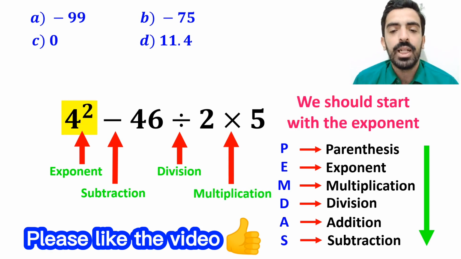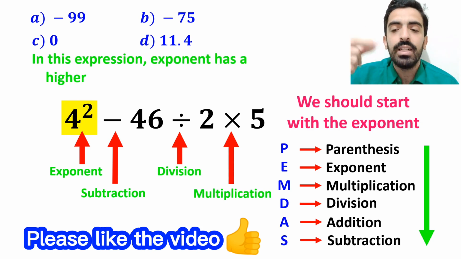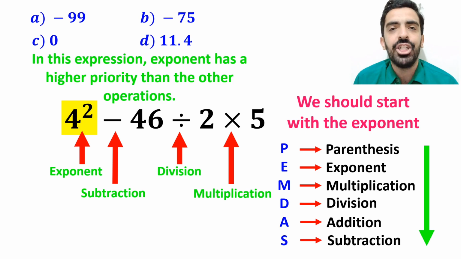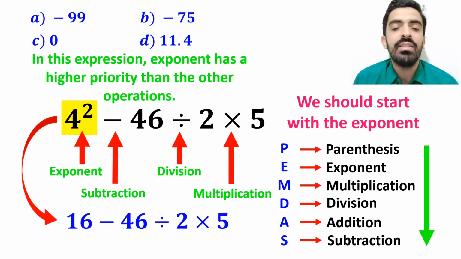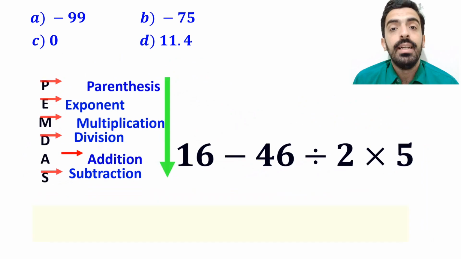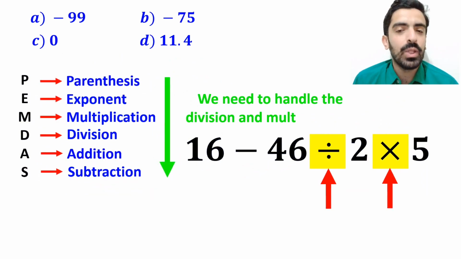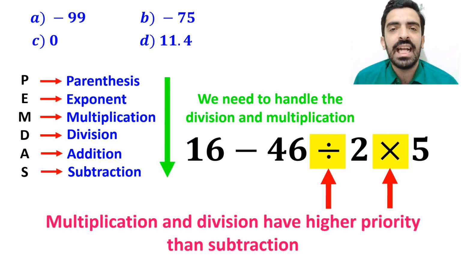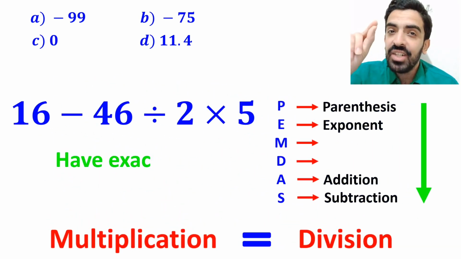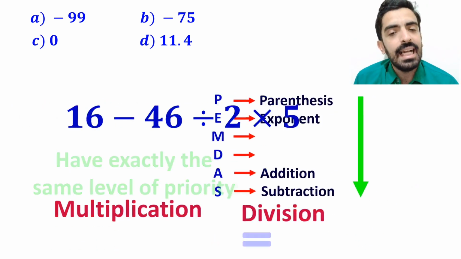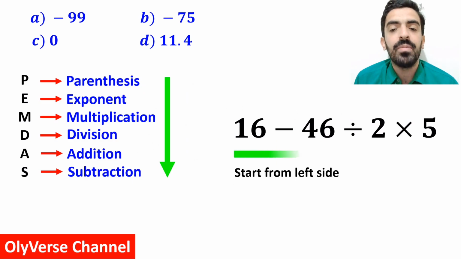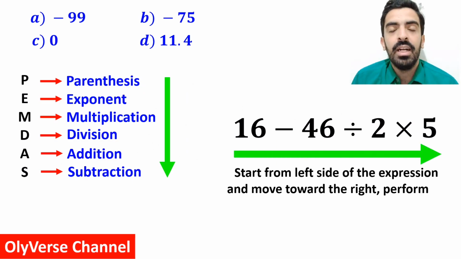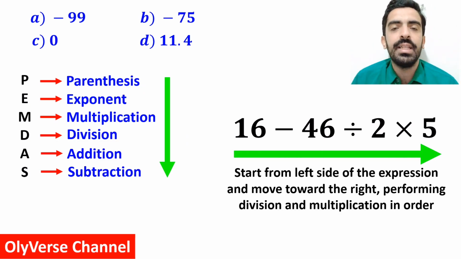We should start with the exponent, because in this expression, exponent has a higher priority than the other operations. So, this expression simplifies to 16 minus 46 divided by 2 multiplied by 5. And the next step, we need to handle the division and multiplication, since multiplication and division have higher priority than subtraction. However, it's very important to note that multiplication and division have exactly the same level of priority. In this situation, the best thing to do is to start from the left side of the expression and move toward the right, performing division and multiplication in order.